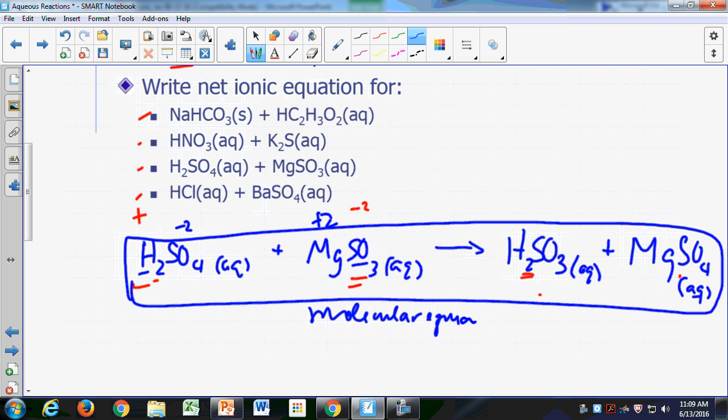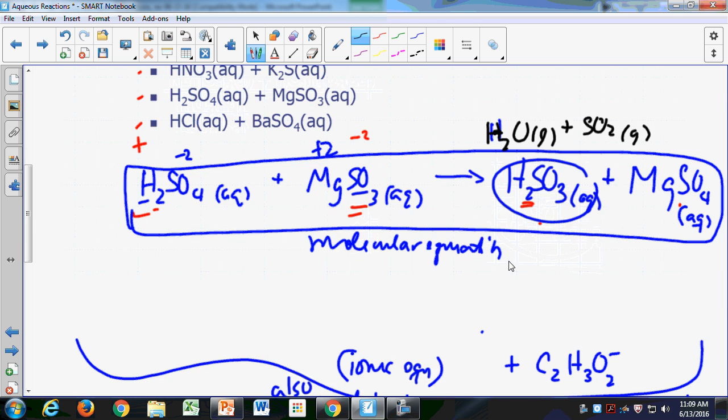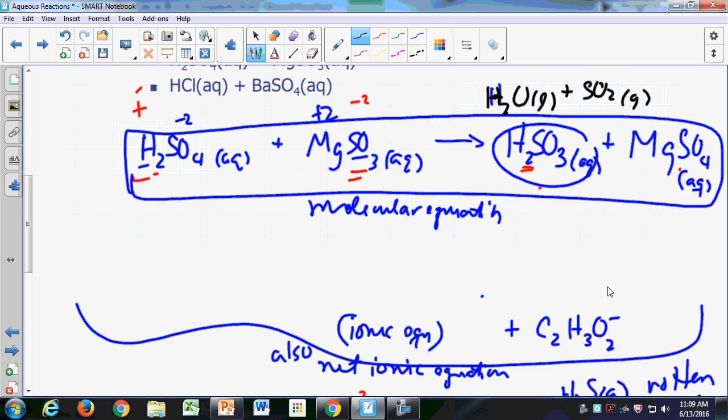Okay? And this one also, you may write instead as H2O liquid plus SO2 gas. Okay, because sulfurous acid, if you have a high enough concentration of it, you'll be able to see it bubble out and give you a sharp smelling gas, SO2 gas. Okay, so you may replace H2SO3 with H2O liquid and SO2 gas.